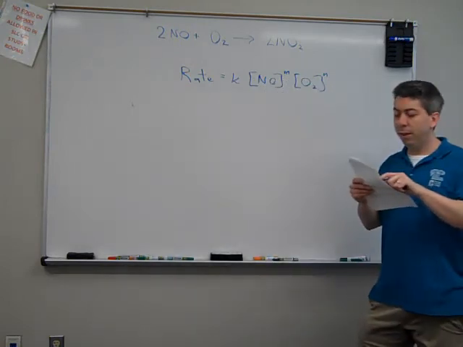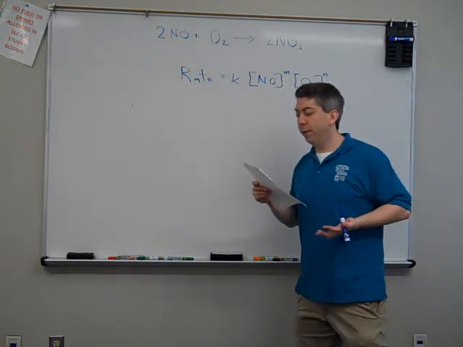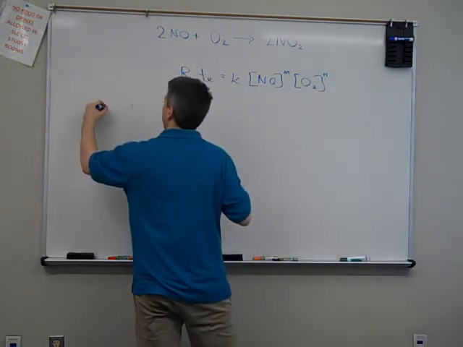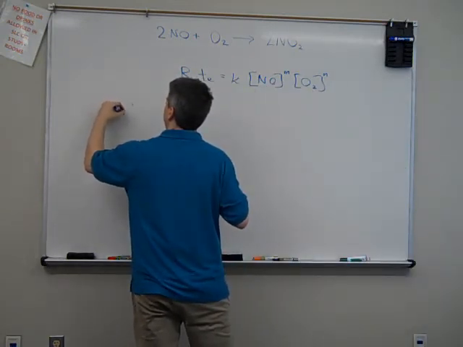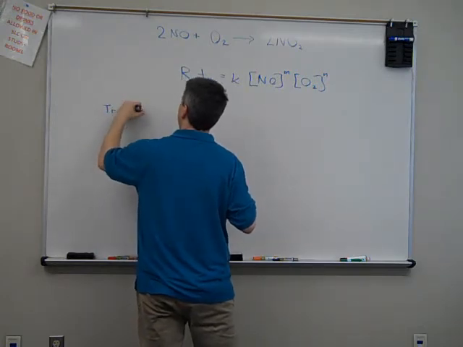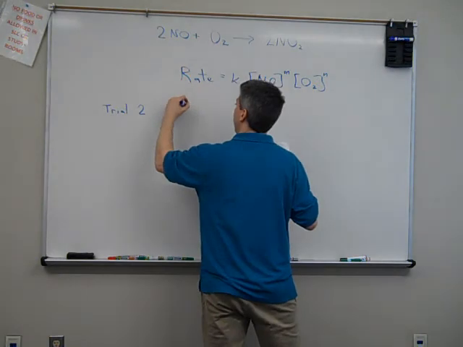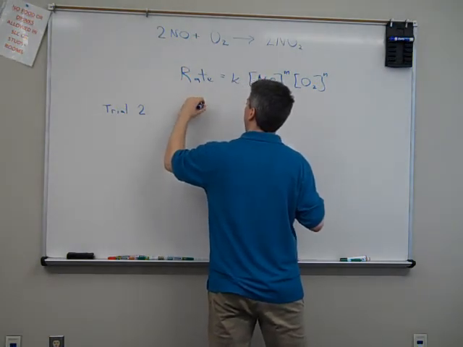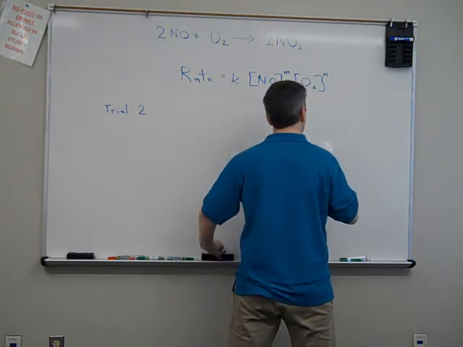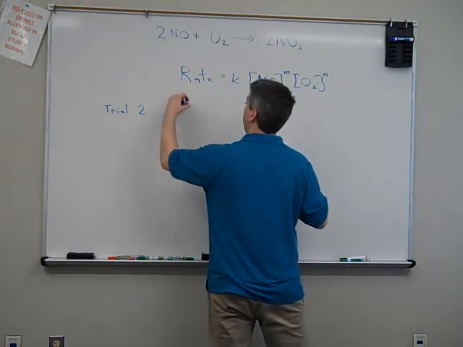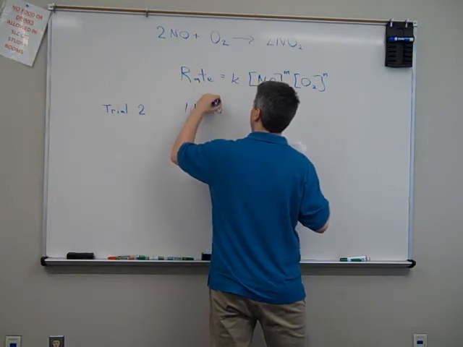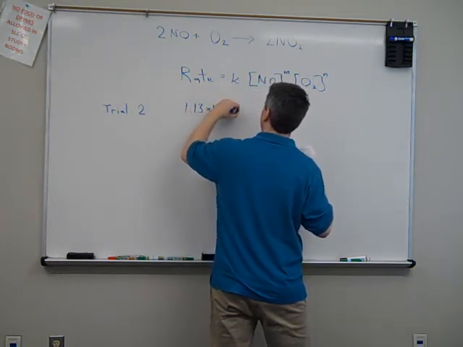2 and 3. As a general rule, I like to have the one on top be the one with the higher rate. So I'm going to put trial 2 on top. I'm going to write the rate for trial 2, which I know, right? It says 1.13 times 10 to the negative 1 molarity per second.